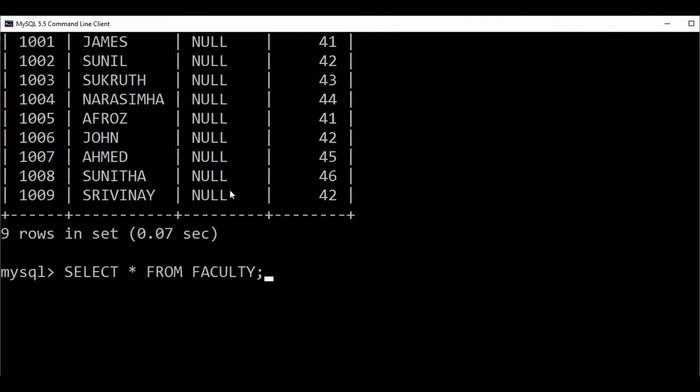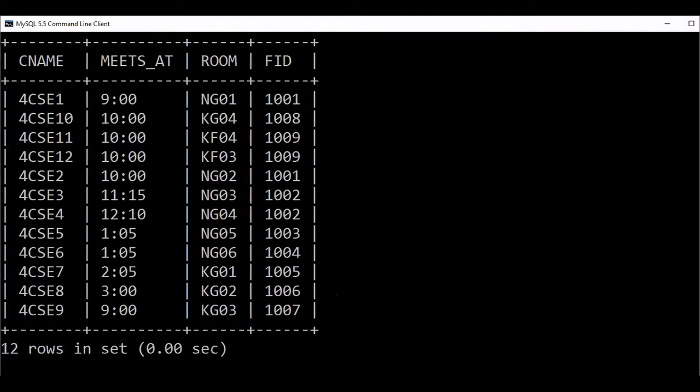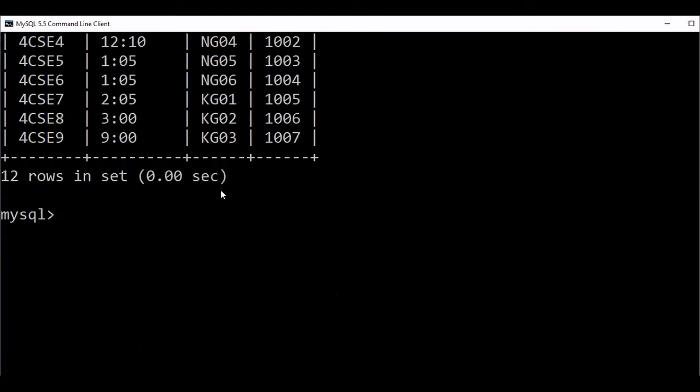The third table is what? This is another entity table, that is class. It is not course, we have renamed this course to class. You can see here, please remember the attribute names. And then finally this is enrolled. The fourth table is a relationship, it is nothing but enrolled.